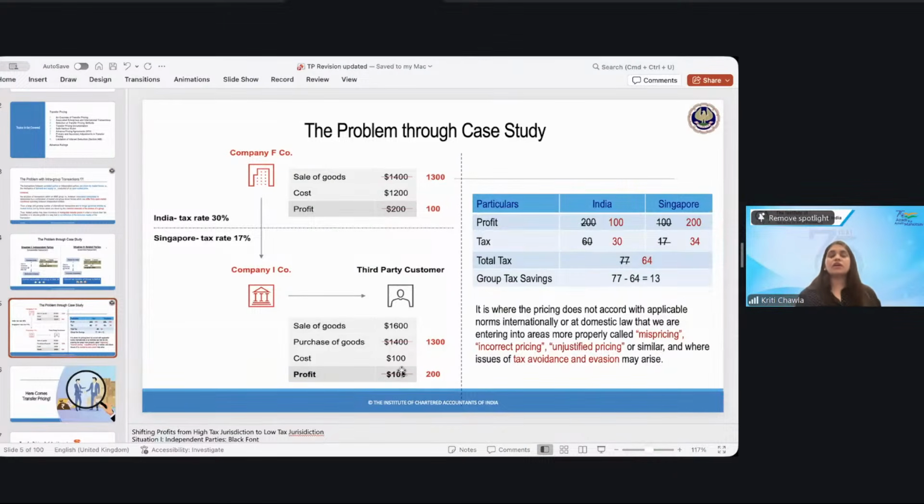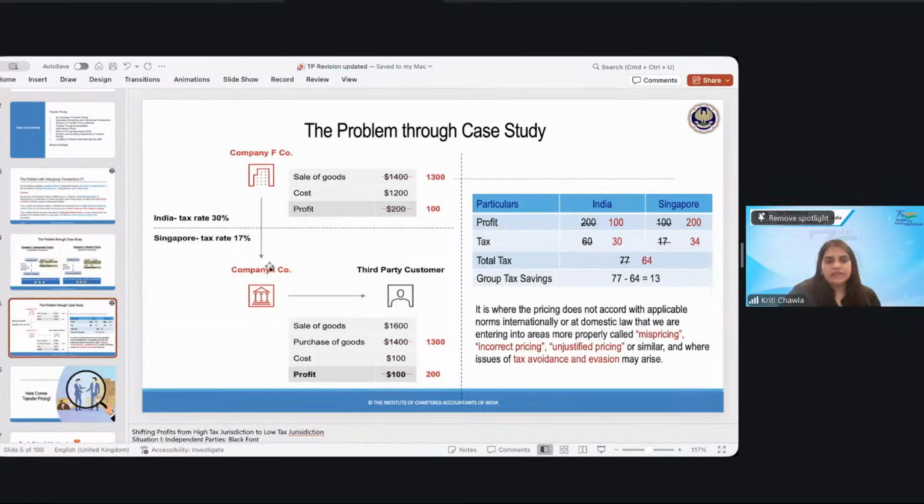So company F manufactures the commodity at $1,200, which is just provided here. Now it has to sell the commodity to company I in Singapore. And at this stage, we're looking at the black font. Black font basically means that company F and company I are independent parties. They are not related to each other.